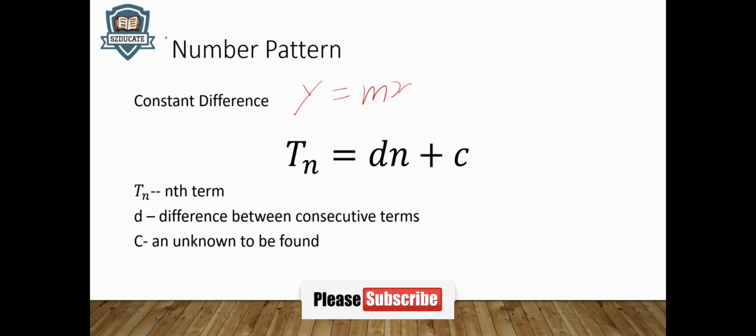y = mx + c. Now we know that m is the gradient of the line in the graph, and in this case, d is the difference. So it's actually corresponding to each other. The y is the nth term, x is the n, and the c is just the unknown that you need to find out if you want to find the formula or the equation.